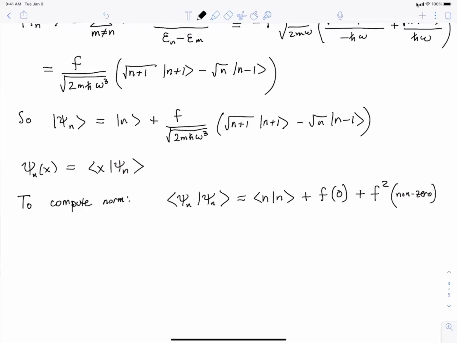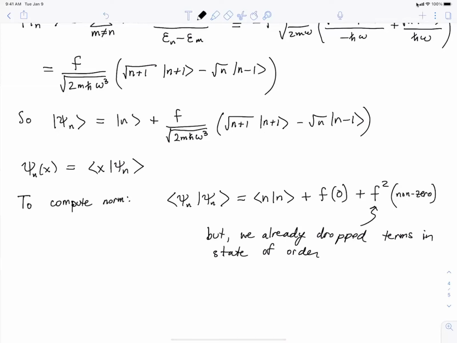Okay, but we're not going to worry about that. We have no right to worry about that because we already dropped terms of order f squared by only writing this to linear order. And so there's no sense in worrying about these terms at all. We already dropped terms in the wave function, or terms in the state of order f squared. So we don't have to bother with these either. It wouldn't make any sense.